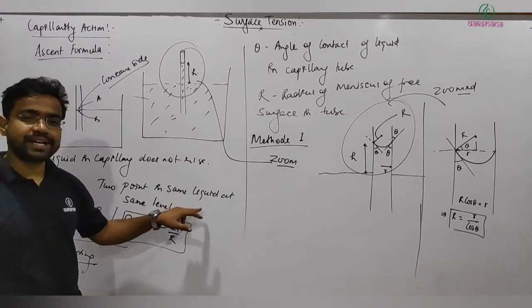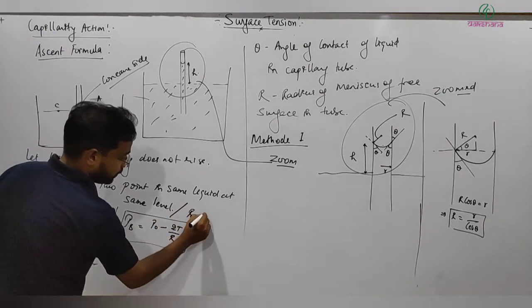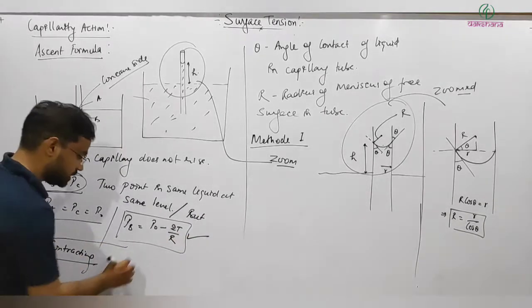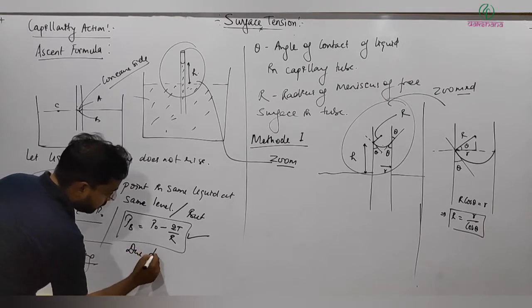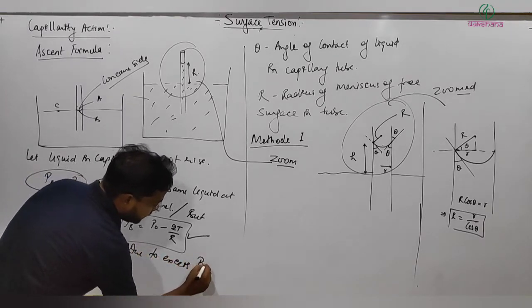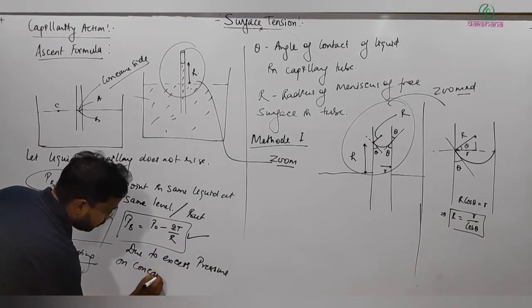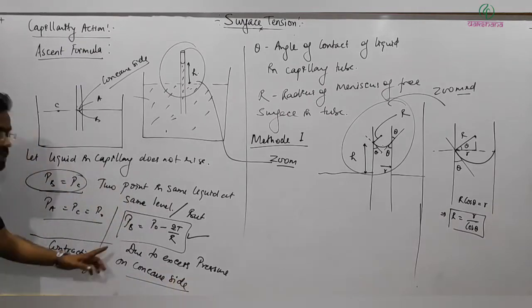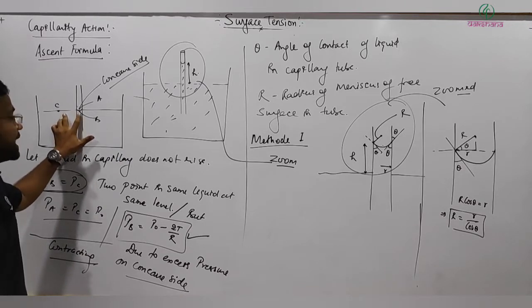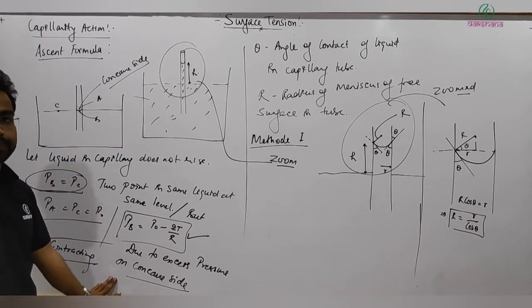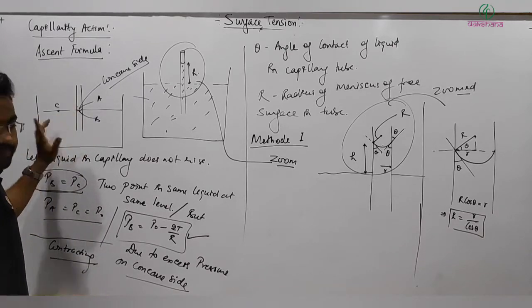Because the two points are at the same level, this should be the condition, but this is the pressure at point B due to excess pressure on the concave side. So this is the contradiction. That means it's not possible that the level of liquid in this capillary remains the same. Clear? So the liquid level will rise in the capillary, right?